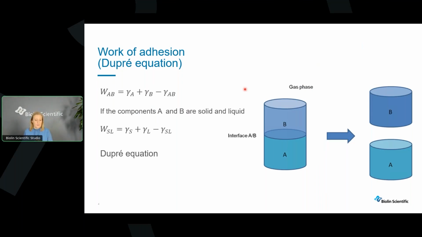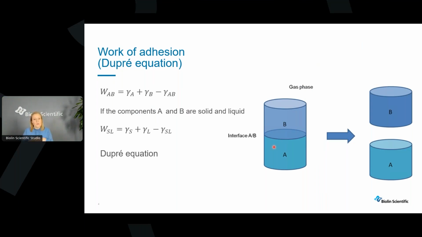And here we have a system. This is just a simplified schematic of a system where we have, let's say, an A and B, and there is an interface between those two. So then there is some sort of an interfacial tension between the parts A and B. And if we separate them, what we actually do, we create two new interfaces. The one is between the part A and the gas phase. The other one is between the part B and the gas phase.